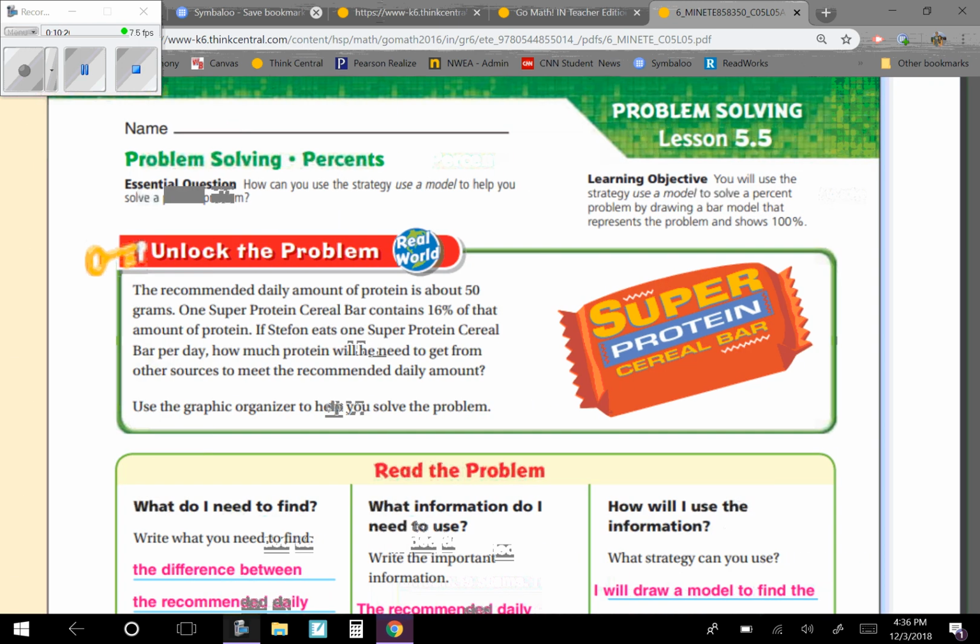Again, our objective was that you will use the strategy, use a model to solve a percent problem by drawing a bar model that represents the problem and shows 100%. If you have any questions, please be sure to ask your teacher.